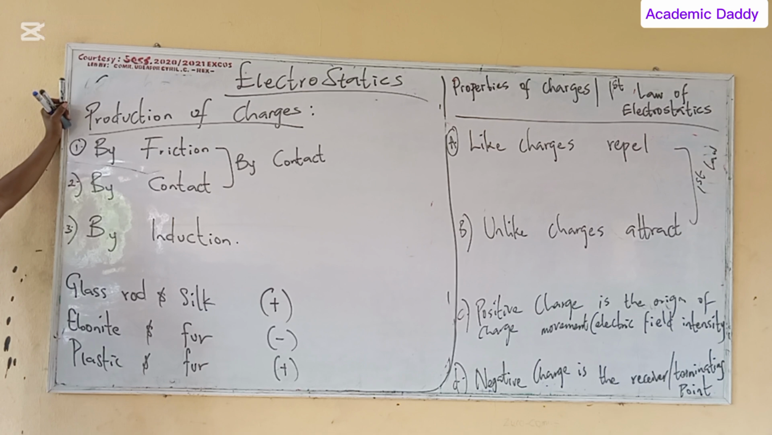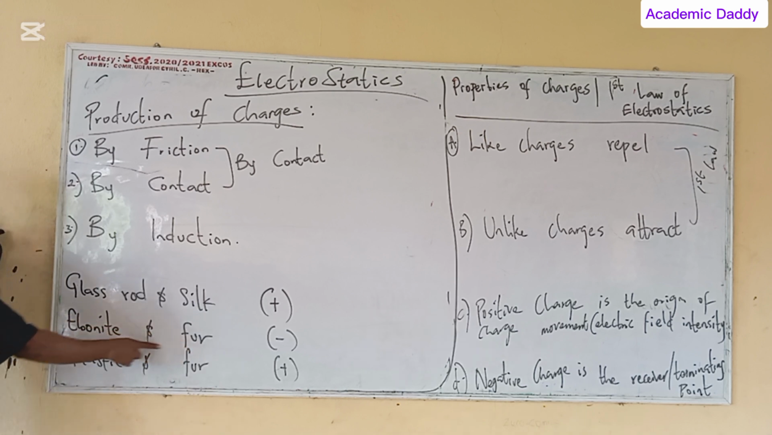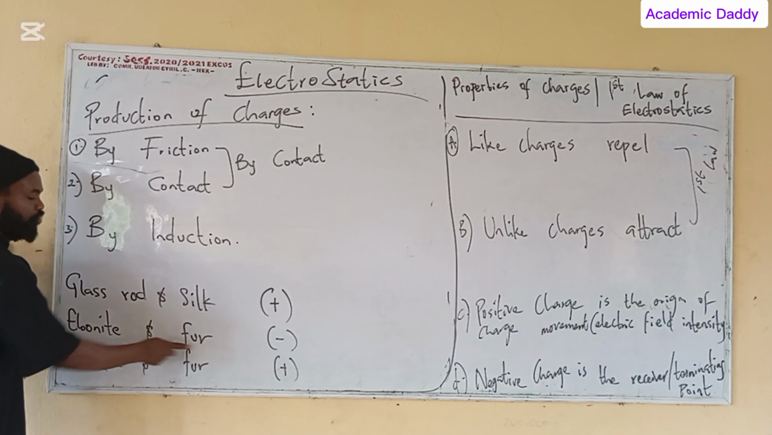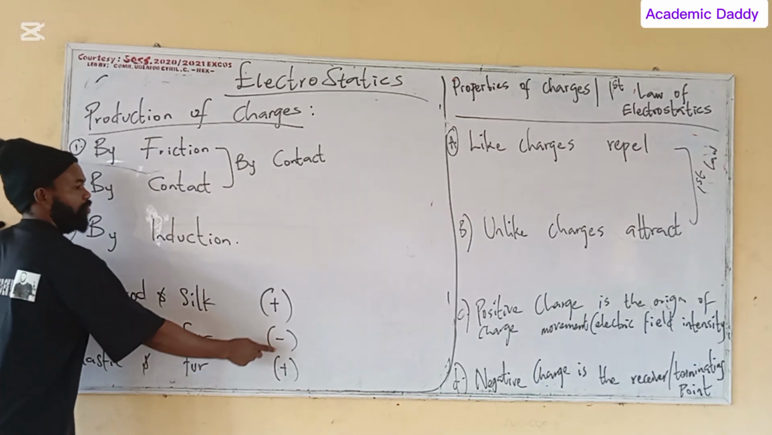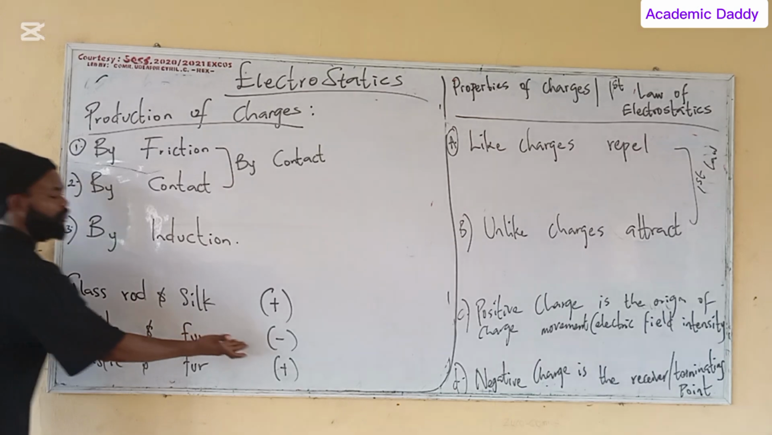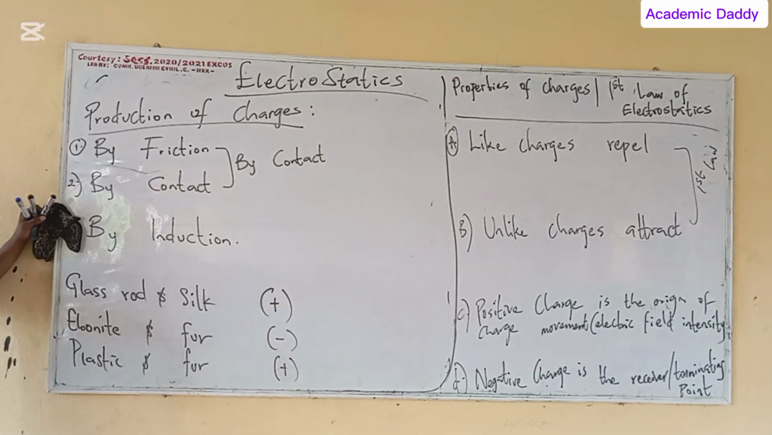So when you rub this with silk, it shows repulsion, so you say it's positive. And when you do this one together, it shows repulsion as well. But then it was said, okay, let this one fall under negative and this one under positive. So you need to know that.